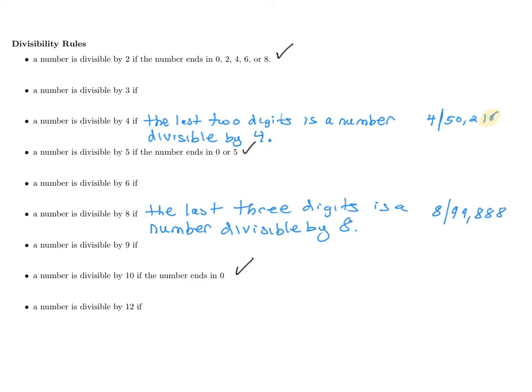99,888. Now, why is this true? The reason is, if you look at the last 3 digits, I know that 8 must divide 888. And if that's true, well, then it divides the entire number as well. So these are shortcuts. You could have a very long number. For 4, you just have to look at the last 2 digits. For 8, the last 3.